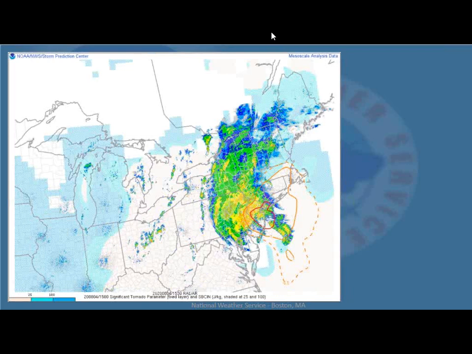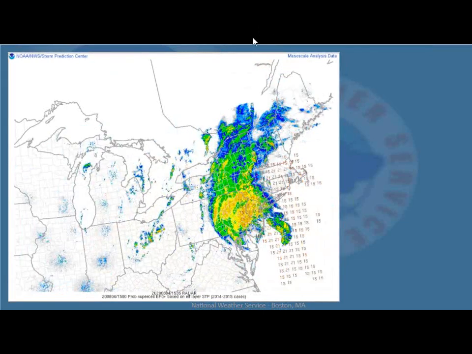And this is the significant tornado parameter. Unsurprisingly, the higher values are towards the mid-Atlantic states, where they had a 10% probability of tornadoes. But for us, you can see there's also a positive value as well. So the threat for tornadoes is non-zero.